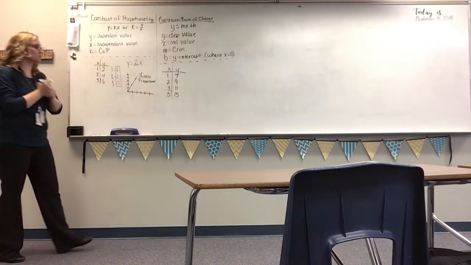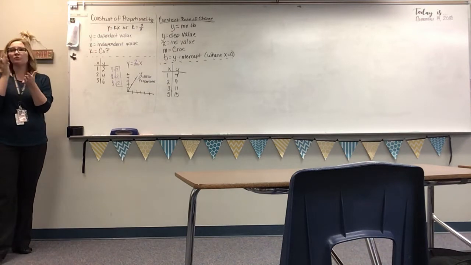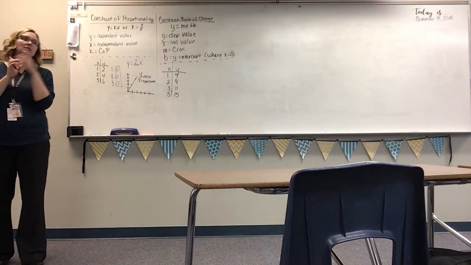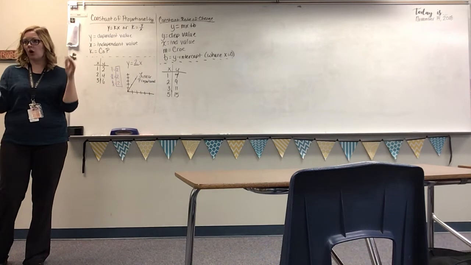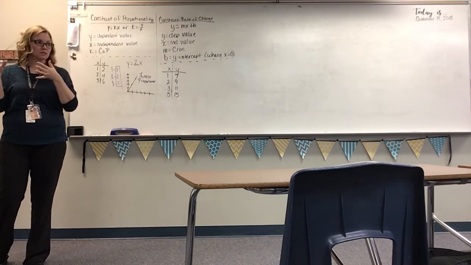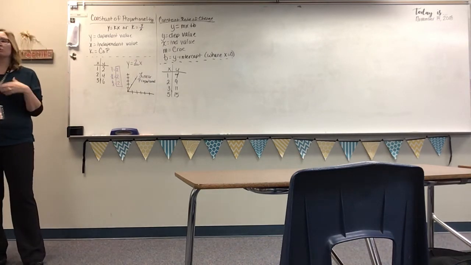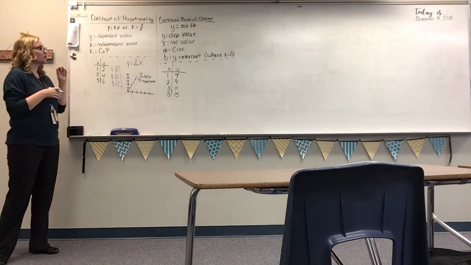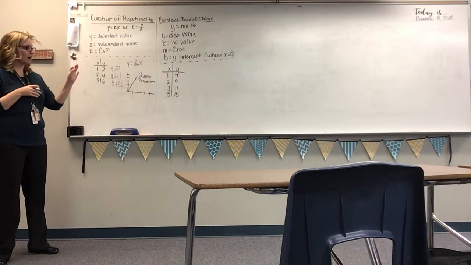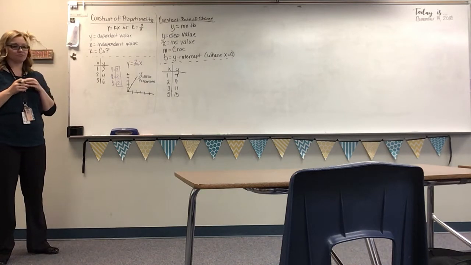All right, write down those values. Constant of proportionality said that my rate is going to be proportional constantly. It's constantly proportional, right? And it was y over x. Well, that's 1, 7, 2, 9, 3, 11, 5, 15.